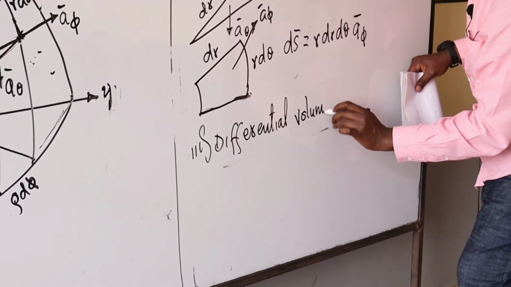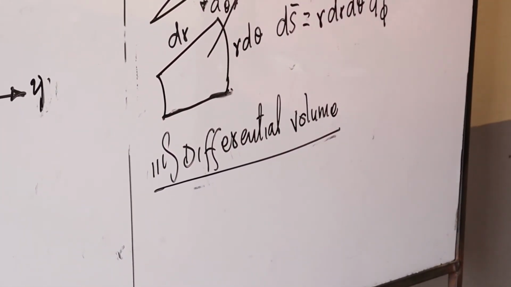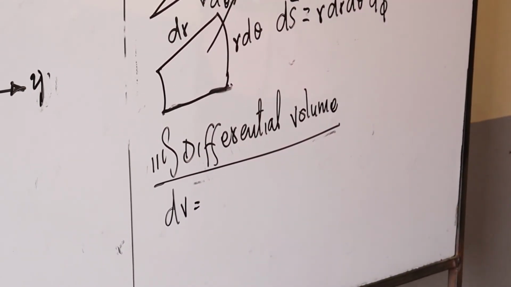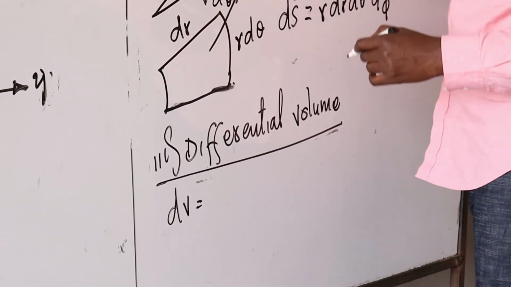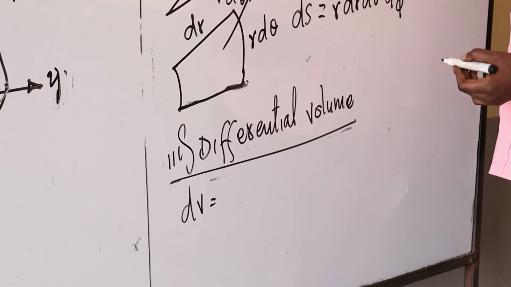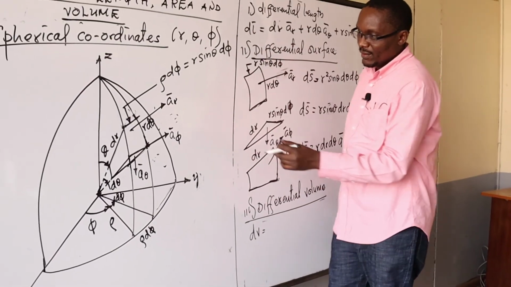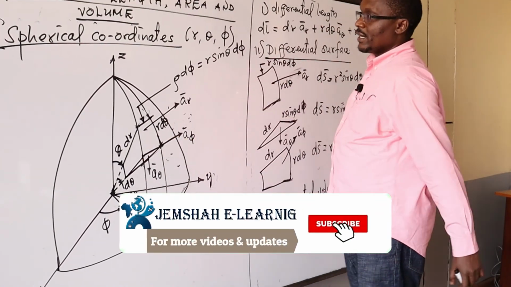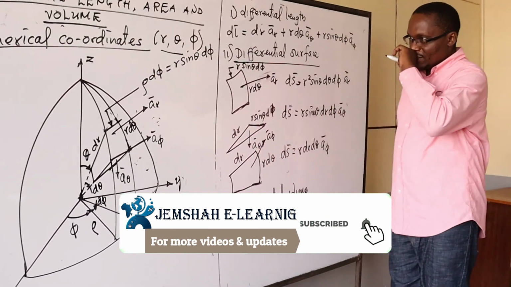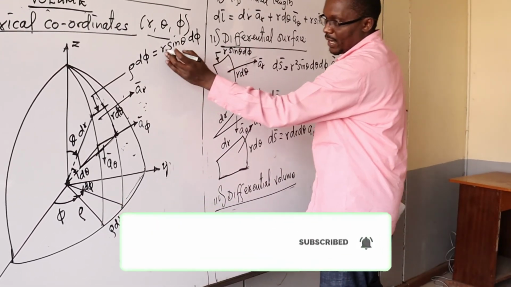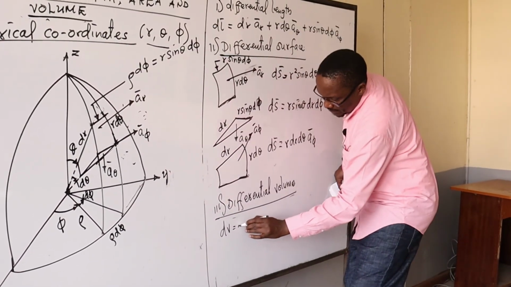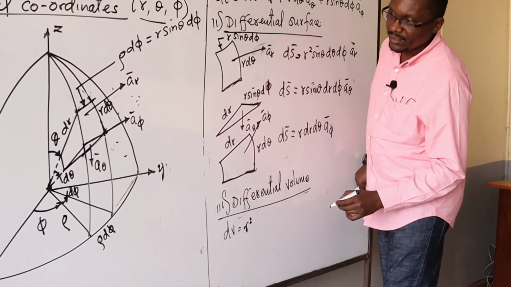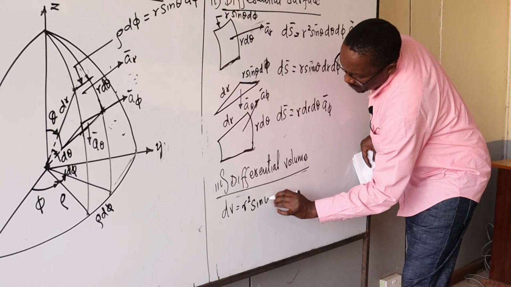Differential volume. So our differential volume dV will be given as what? It is just a matter of multiplying all the three lengths. So we have R d theta, we have R sine theta d phi, and we have dr. But follow this order, yeah? How many R's are there? This R times this R will give me R squared. Then we have sine. So it is R squared sine theta.